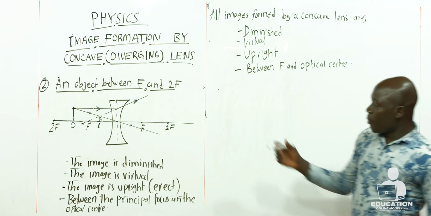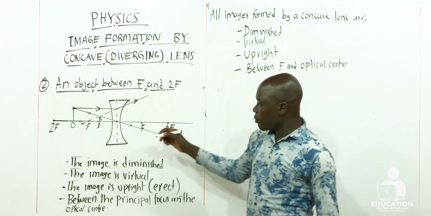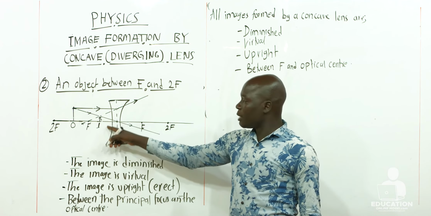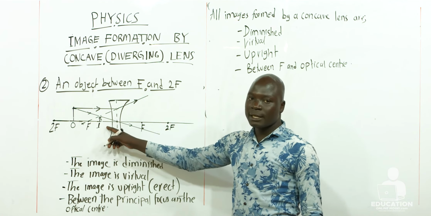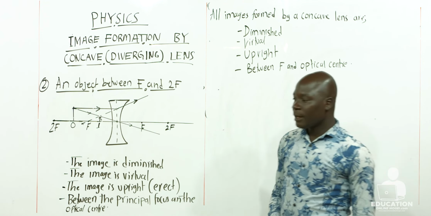Therefore, the position of the object will never change the position where the image is formed, and the position of the object will never change the characteristics of the image formed by a concave lens.